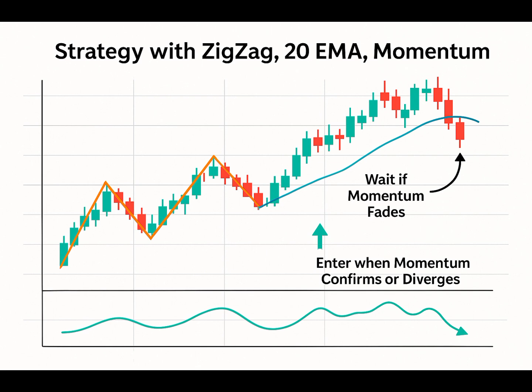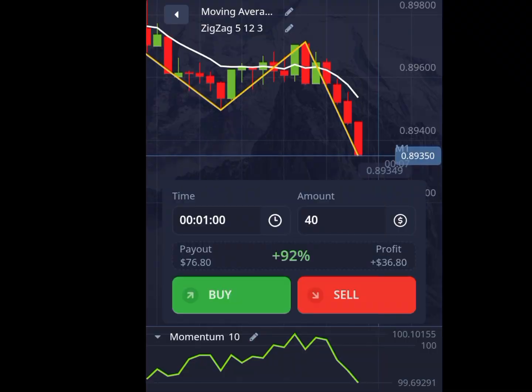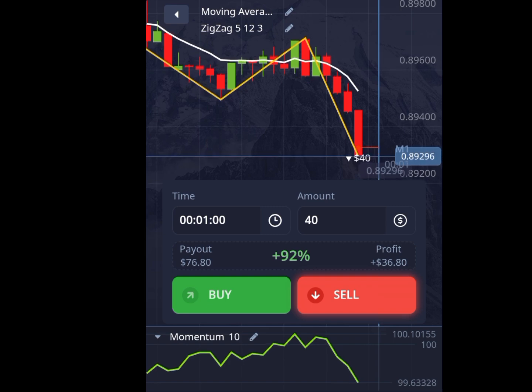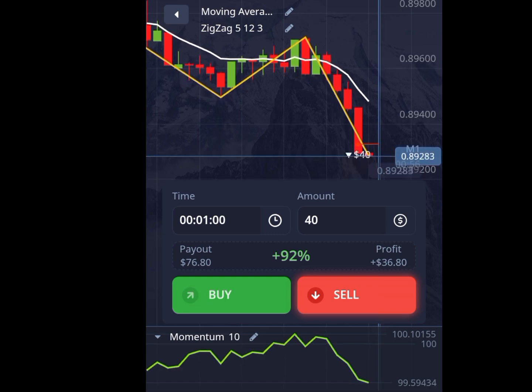Let me show you how I use the momentum in my strategy with the zigzag and 20 exponential moving average. First of all, I use the momentum to confirm strength or spot early weaknesses. If the price looks bullish but momentum is fading, I pause. And when I see a divergence, I prepare for a reversal. This is the edge that keeps me winning in binary options.